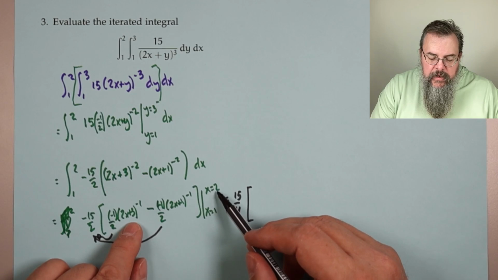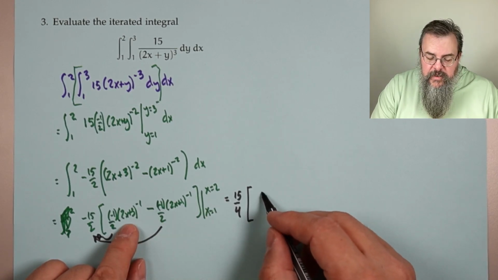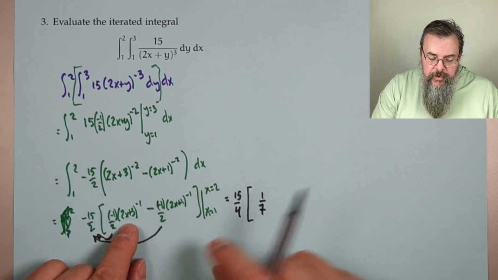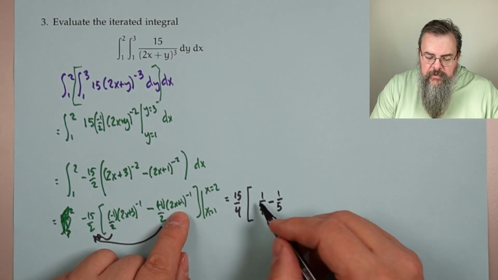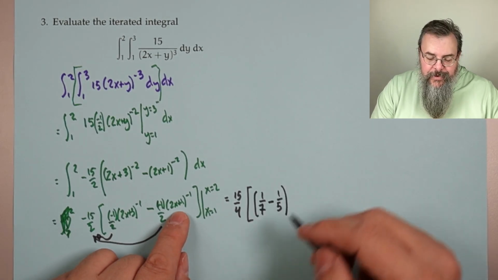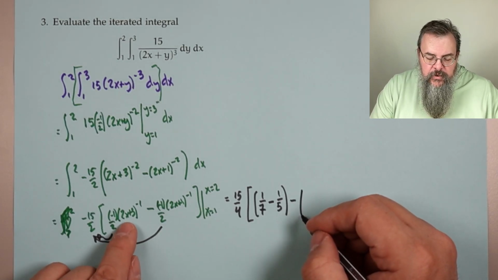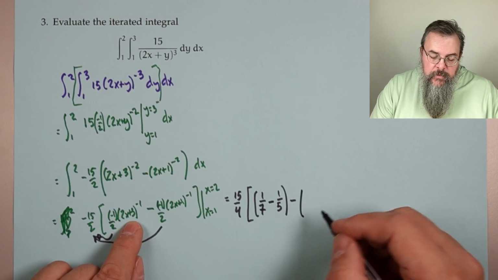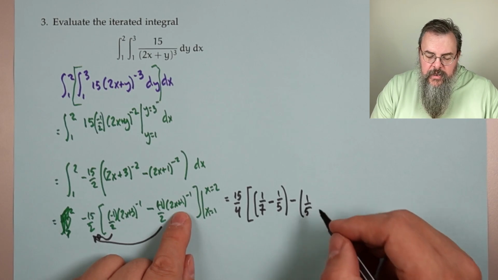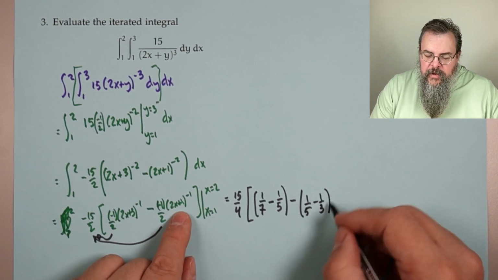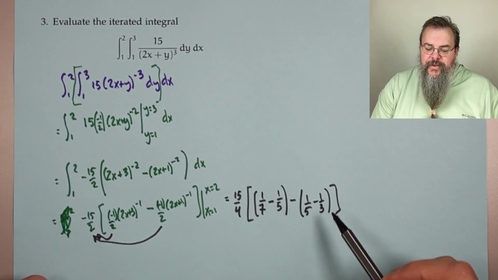So we plug in x equals 2. 2 times 2 plus 3, that's 1 over 7. And it's 1 over because of that -1. Subtract 2 times 2 plus 1 is 1 over 5. So 1/7 subtract 1/5. Now subtract, plug in 1. 2 plus 3 is 5, so it's 1/5. And then 2 plus 1 is 1/3. All right, so we've got our 1/7 minus 1/5 minus a 5th minus a 3rd.